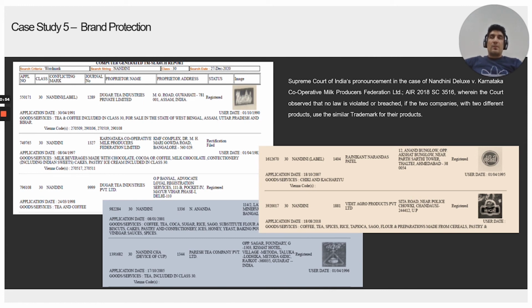So here I've taken one example: one company was working on a milk product, the second company was working on a restaurant business. Although they are both in the food market, there's a clear distinction, as the first company is only selling a dairy product, whereas the second one is selling prepared food products. So the two companies might have the same name, but they shall have different logos and different business segments.